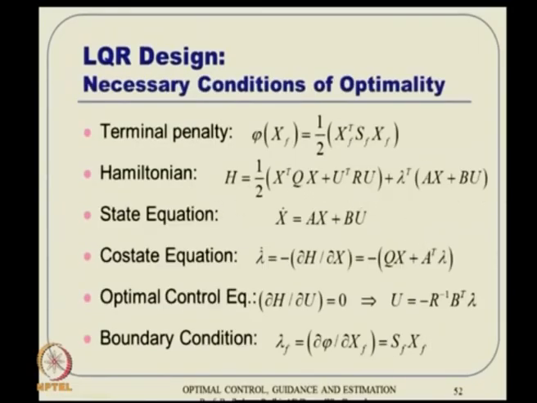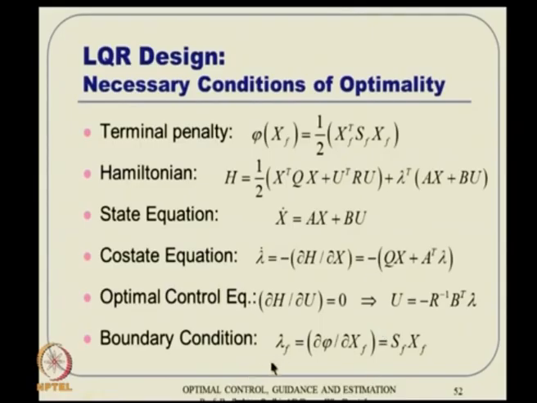So, that is what the Hamiltonian is, and then using these necessary conditions, it turns out the state equation is x dot equals Ax plus Bu, and the co-state equation is lambda dot equals minus of Qx plus A transpose lambda. The optimal control condition, del H by del u equal to 0, essentially leads to u equals minus R inverse B transpose lambda, and the boundary condition is lambda f equals Sf xf. Now, these are the conditions, but how do you use them actually?